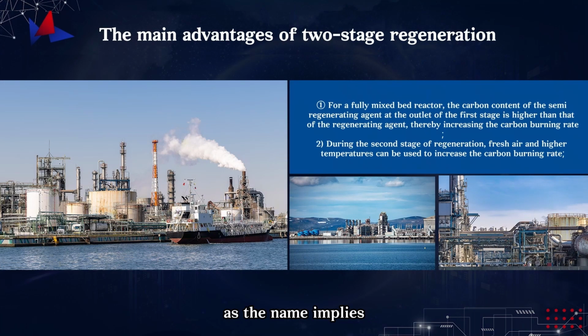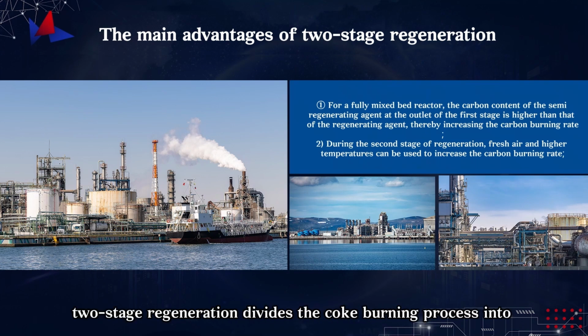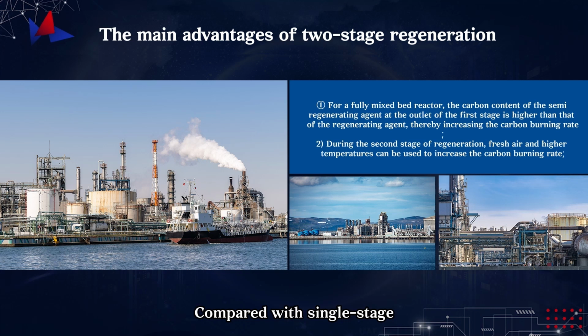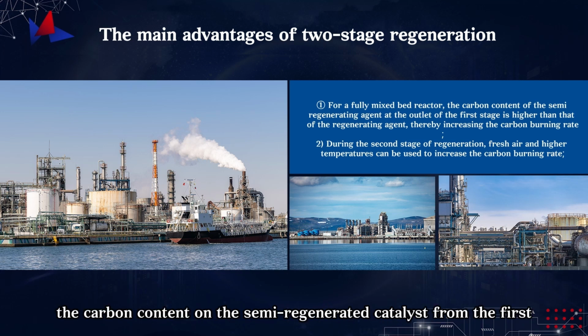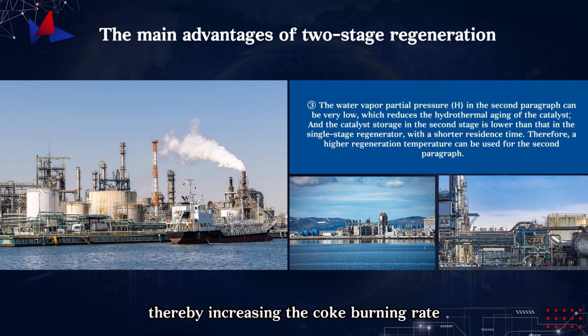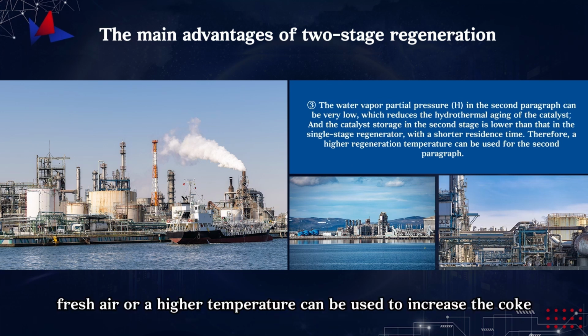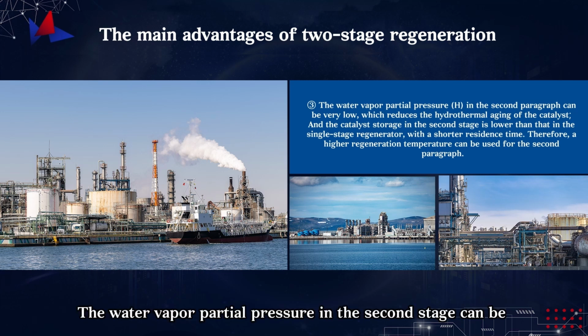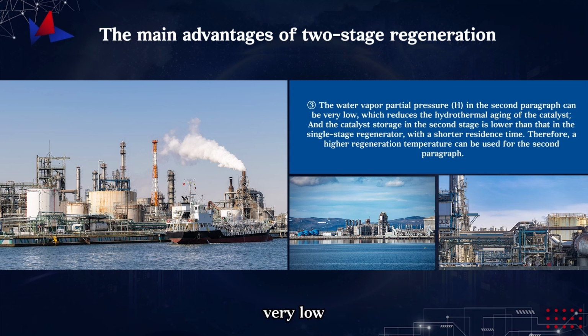For two-stage regeneration, as the name implies, unlike single-stage regeneration, it divides the coke burning process into two stages. Compared with single-stage, the main advantages of two-stage regeneration are: for a completely mixed bed reactor, the carbon content on the semi-regenerated catalyst from the first stage outlet is higher than that of the fully regenerated catalyst, thereby increasing the coke burning rate. In the second stage regeneration, fresh air or higher temperature can be used to increase the coke burning rate. The water vapor partial pressure in the second stage can be very low, reducing catalyst hydrothermal deactivation.